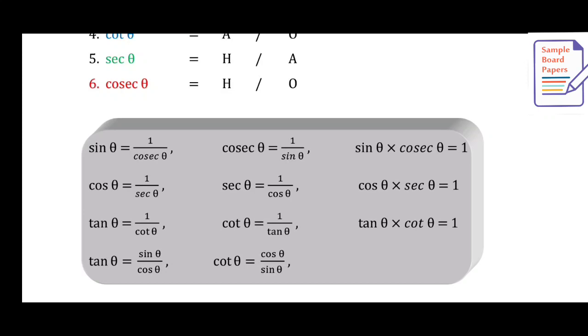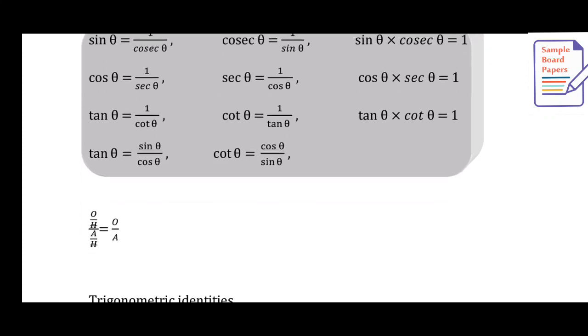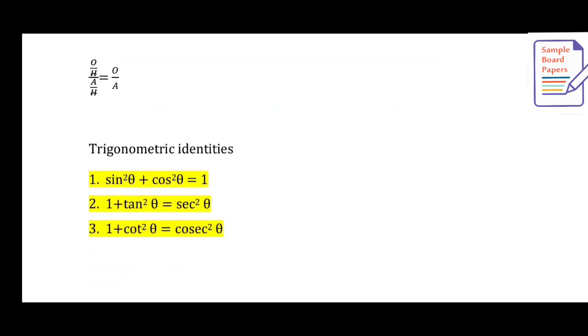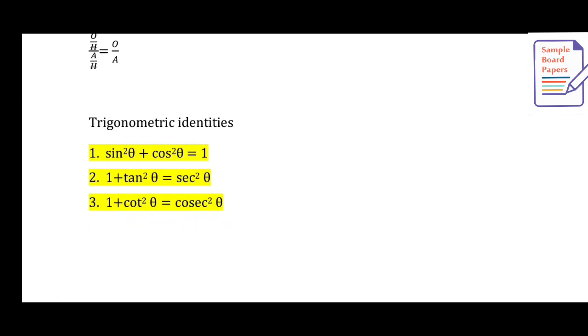Now for 10th standard, we require 3 trigonometric identities to solve the sums. And the 3 trigonometric identities are: sine square theta plus cos square theta equals 1. Second, 1 plus tan square theta equals sec square theta. Third, 1 plus cot square theta equals cosec square theta.